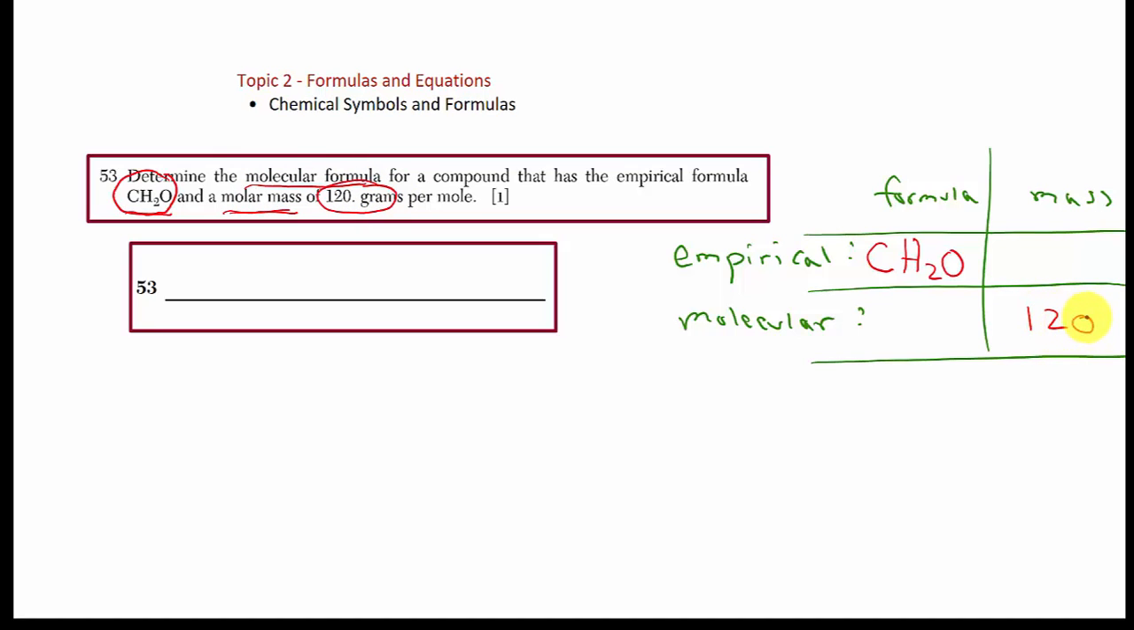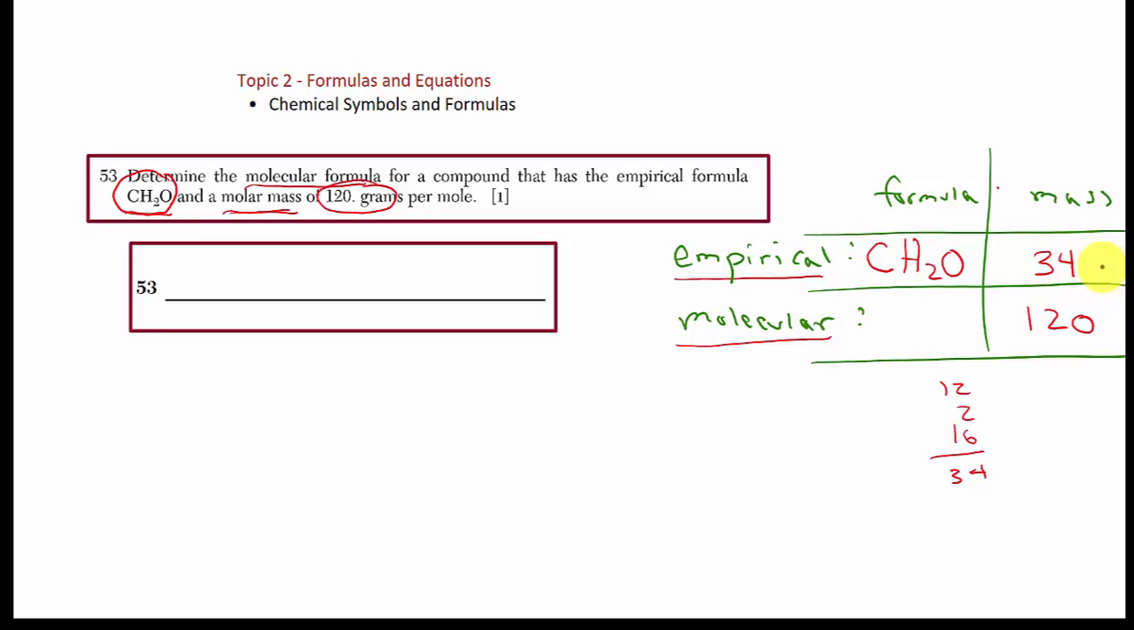So our task is to find out how much bigger is the molecular formula than the empirical. It's going to be some multiple of whatever the empirical formula is. To figure that out, we can concentrate on the mass value. So first we're going to calculate the mass of CH2O. Carbon supplies a mass of 12. There's 2 hydrogens, at 1 each is 2, and the oxygen is 16. So we have a grand total here of 30.